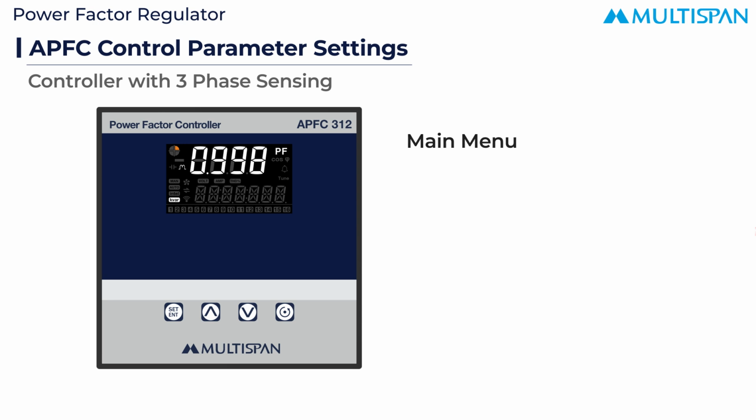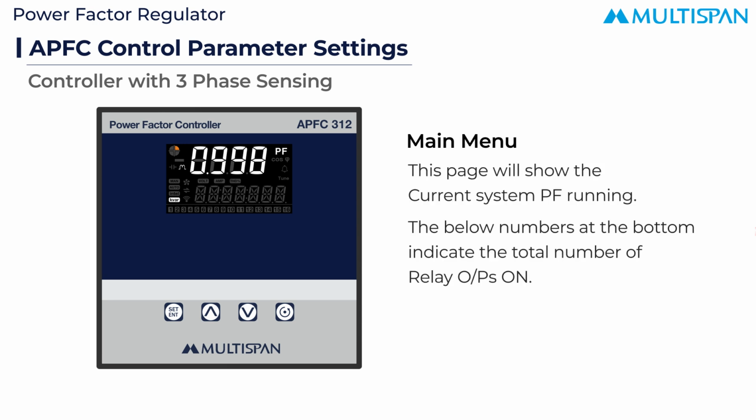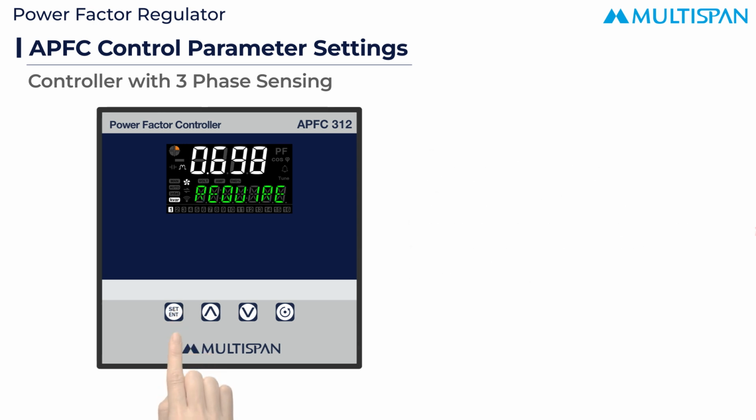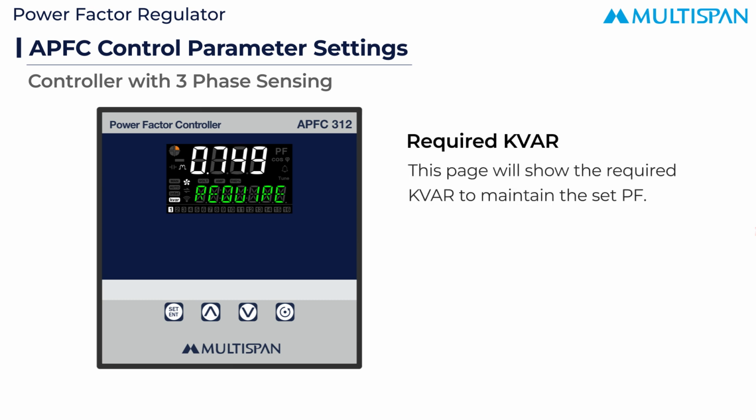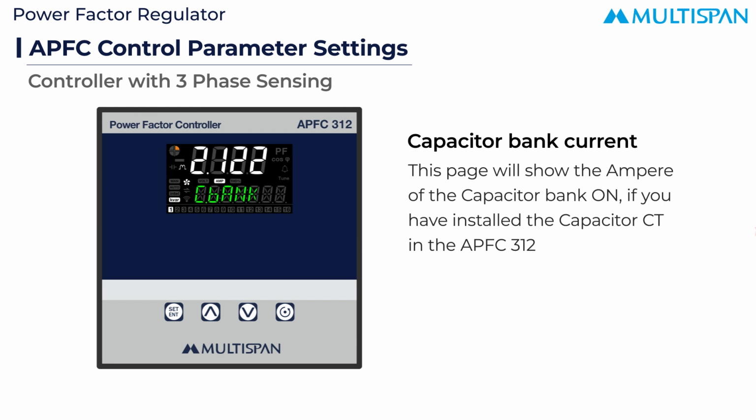Currently, our set PF is 0.998. Press the set key and the display will show the required KVAR, indicating how much KVAR is needed to achieve a 1 power factor. Press the set key again and the display will show the current of the capacitor bank.